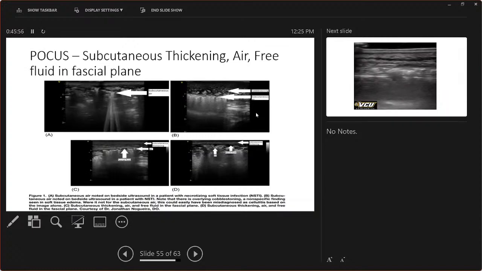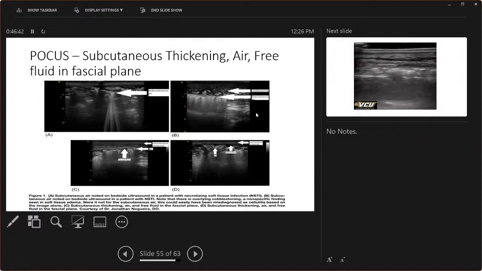These are the focus findings of necrotizing soft tissue infection: subcutaneous thickening, air, and free-flowing fascial fluid, abbreviated as STAF. So this is the subcutaneous air present. This is the cobblestoning which is seen, that is the cellulitis associated with the subcutaneous air. Here is the subcutaneous fascial fluid and the thickening that is seen.